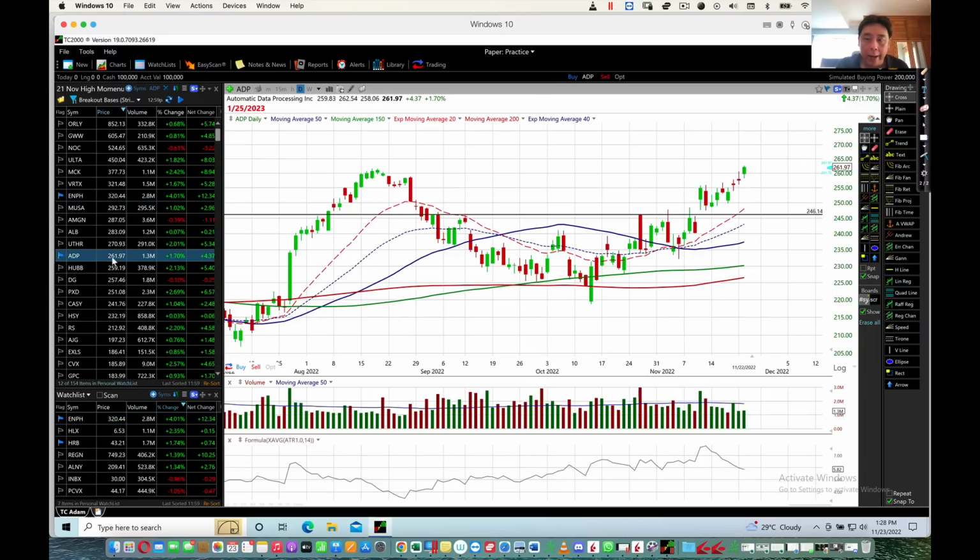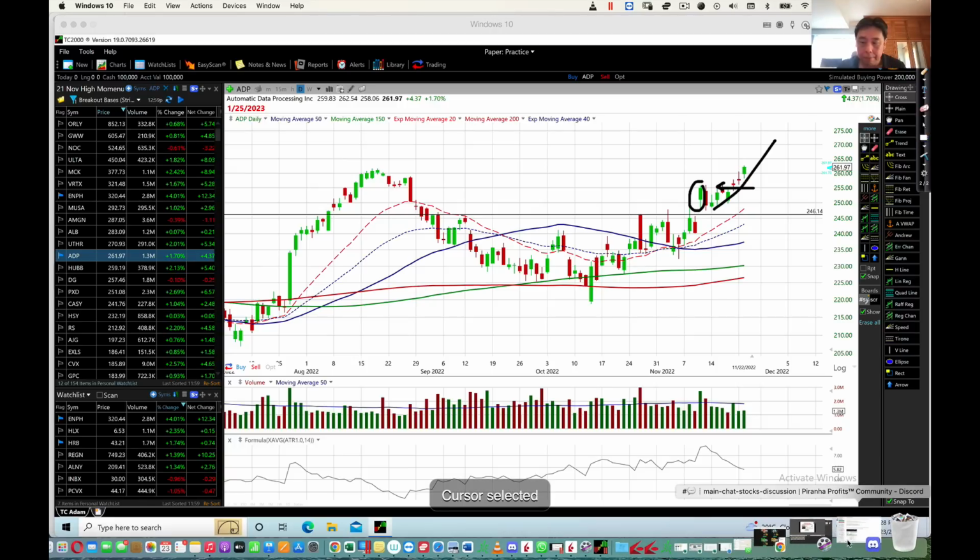Let me show you one, ADP. Now this one, as you can see, it already has gone up, right? So you can see that this was a setup here. This was the breakout candle, right? So this was the entry point and catching the stock up. So can you recognize what setup this is? This is a breakout within base setup.